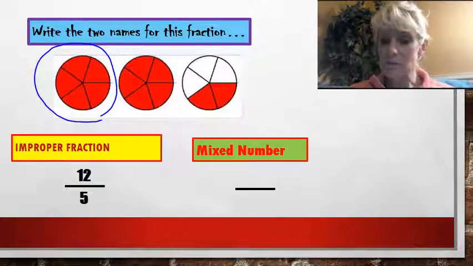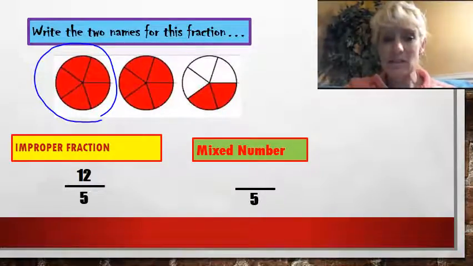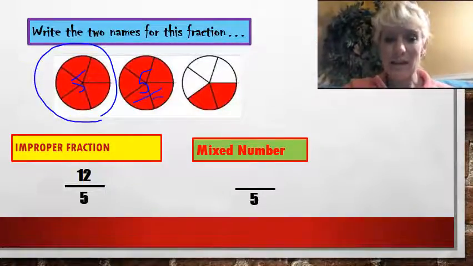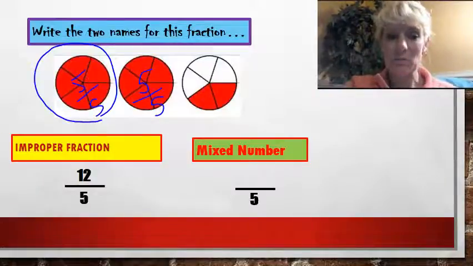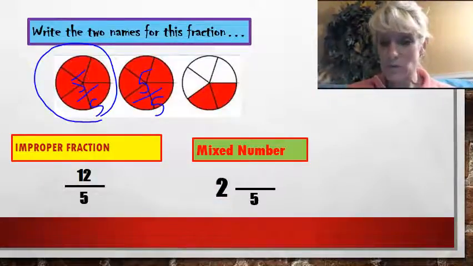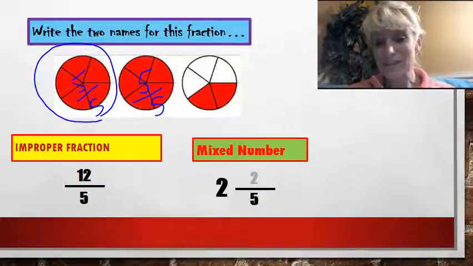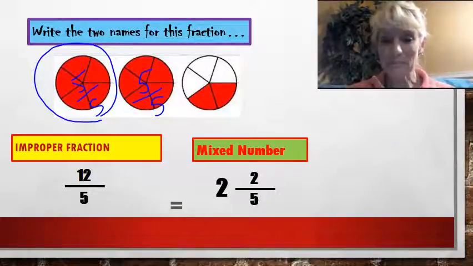Now when I go to my mixed number, I am also going to have 5 parts. As I count, I see that there are 5/5 here, there are 5/5 here, which means that I have a complete total of 2 wholes, and then I have 2/5 left over. And they are both equal.